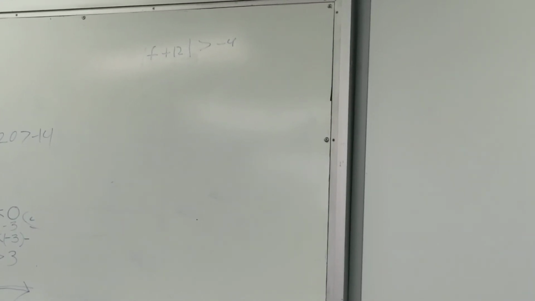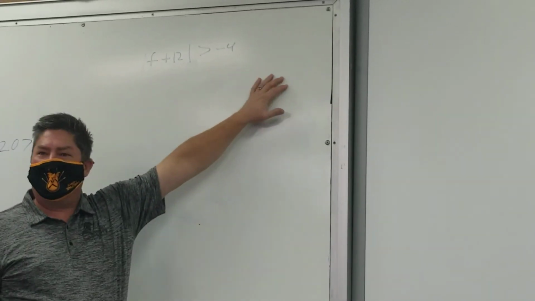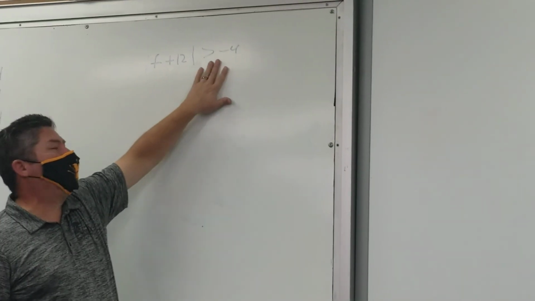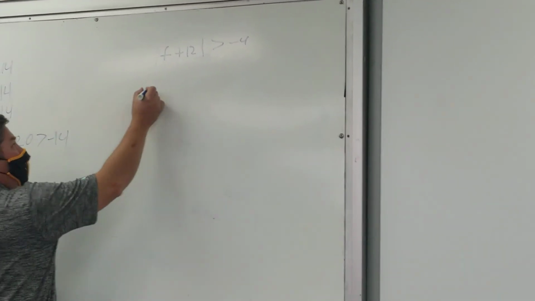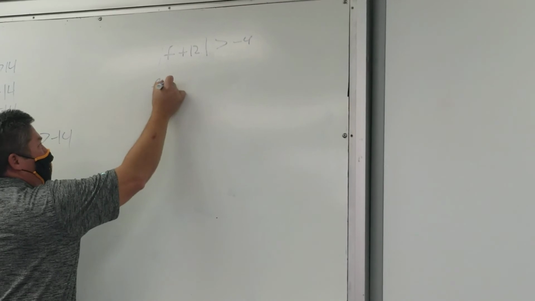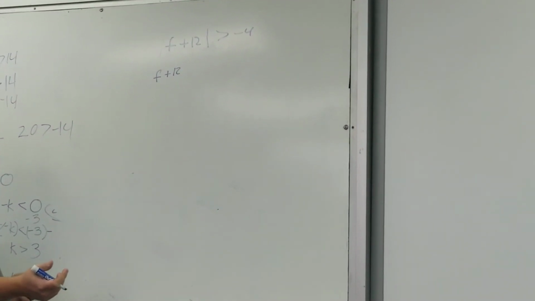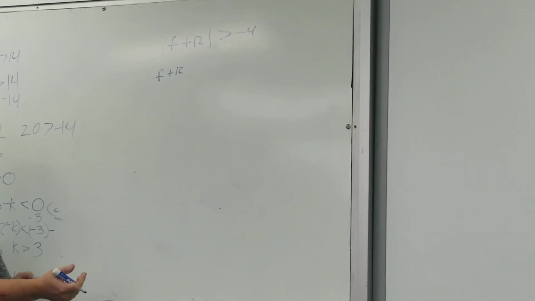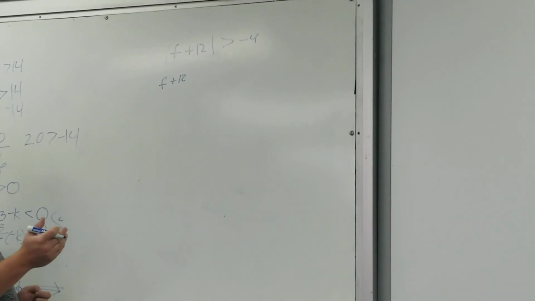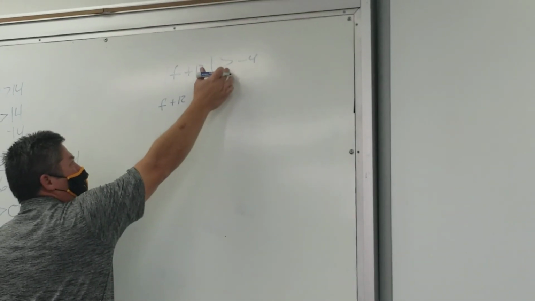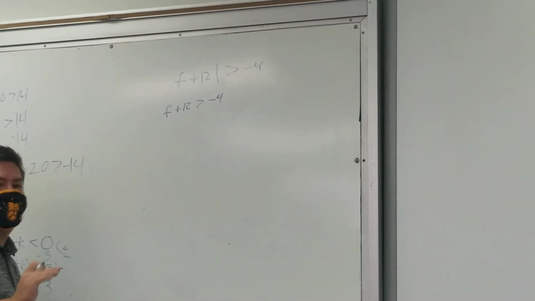Now, you're going to see a general application here in a minute. But let's say we didn't even notice, we were in a hurry taking a test, and we just set up our equation. It'll still work out. I'd write f plus 12 is greater than negative 4, exactly the way it's written.